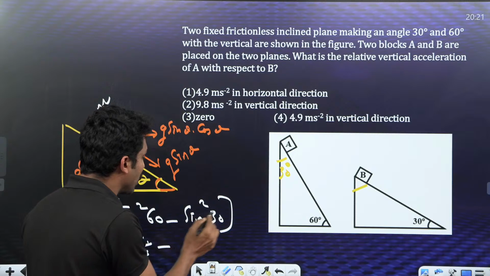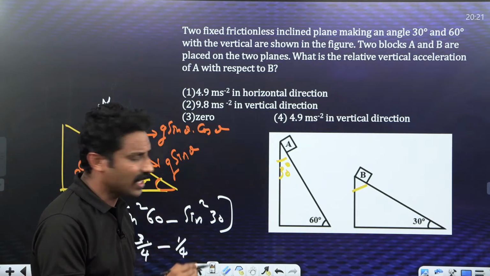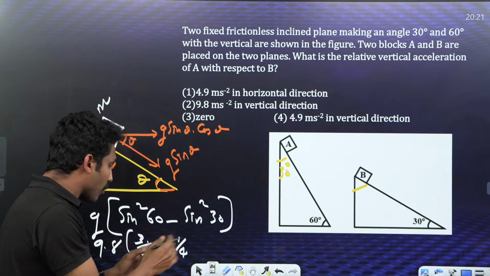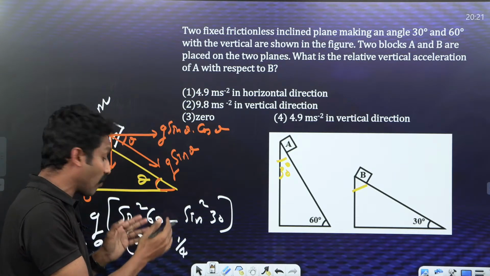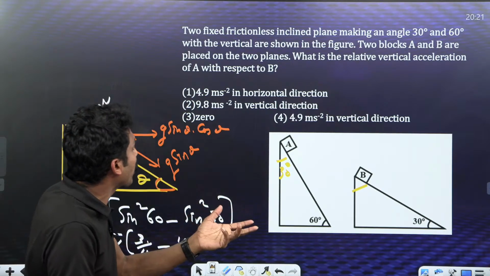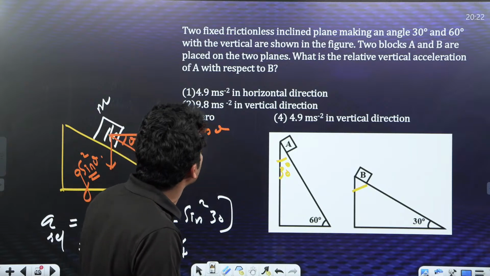Minus sine square 30. Sine 30 is 1 by 2, its square is 1 by 4. So 3 by 4 minus 1 by 4 is 2 by 4, which is 1 by 2. So 9.8 into 1 by 2 is half of 9.8, which is 4.9 meter per second square.